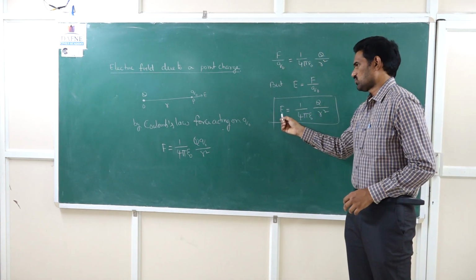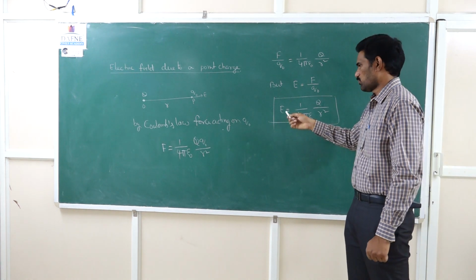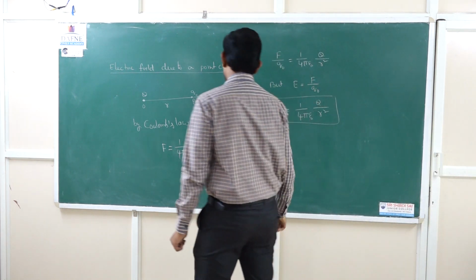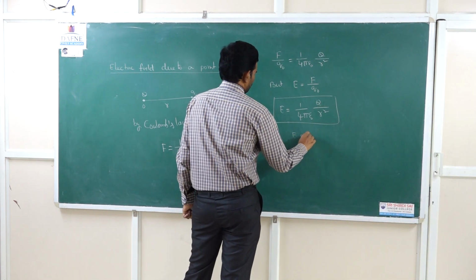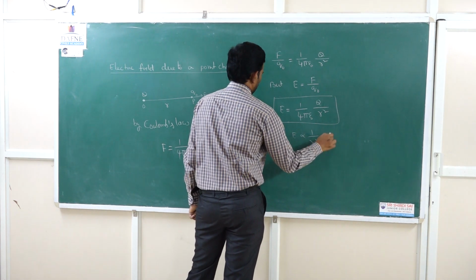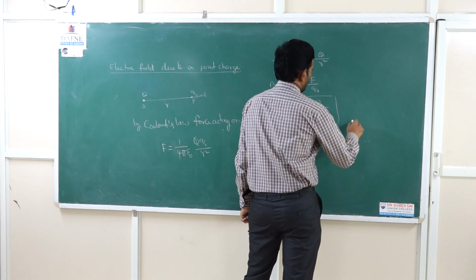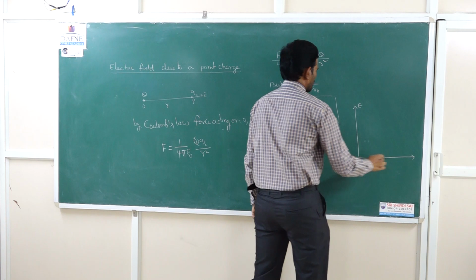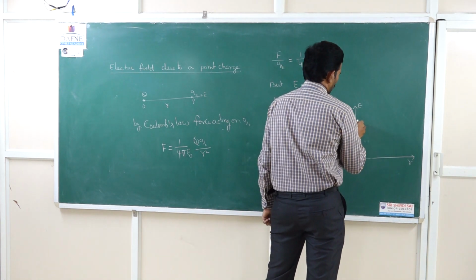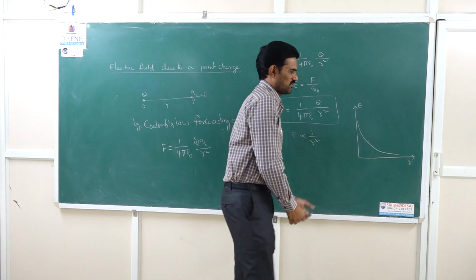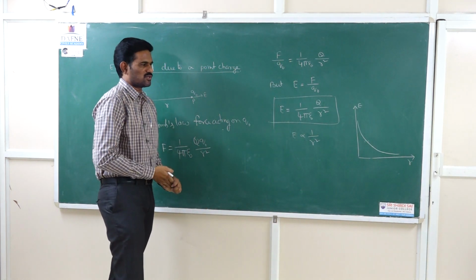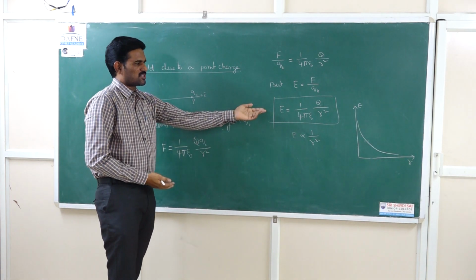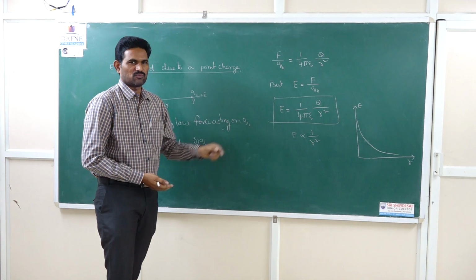Here you can observe that the electric field strength due to a point charge is inversely proportional to r square. If I draw the graph between electric field strength due to a point charge and r, you will get a graph like this. That is the variation of electric field strength as you move away from the charge.